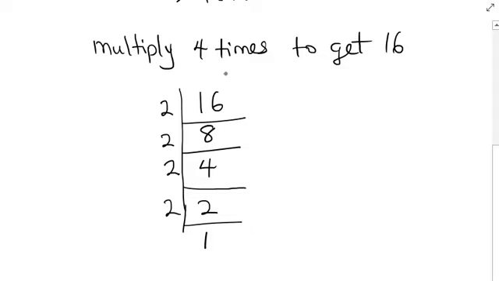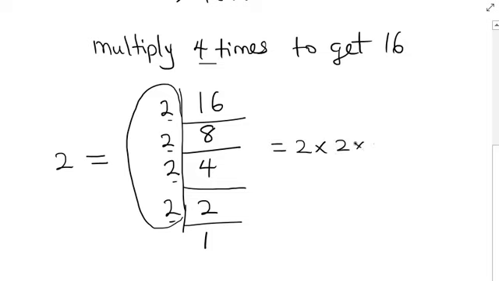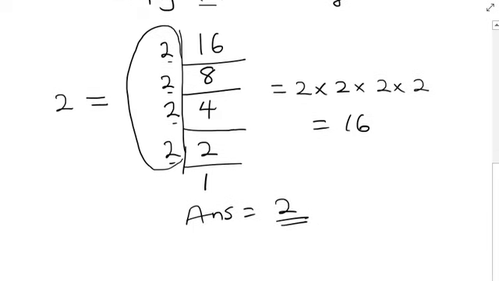We said, what do you multiply 4 times? So we need to count what we have here. This is 1, 2, 3, 4. So 2, four times, will give us 16. When we multiply 2 by 2 by 2 by 2, that will be equal to 16. So our answer is 2. It's 2 that will multiply 4 times to get 16.